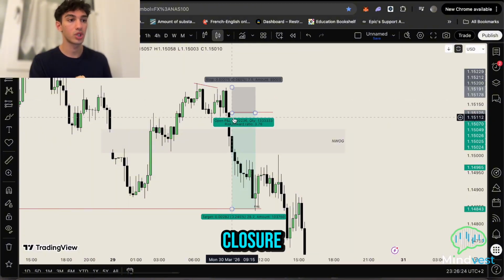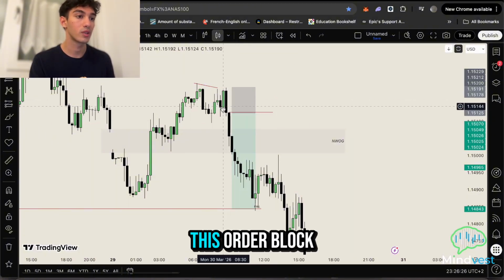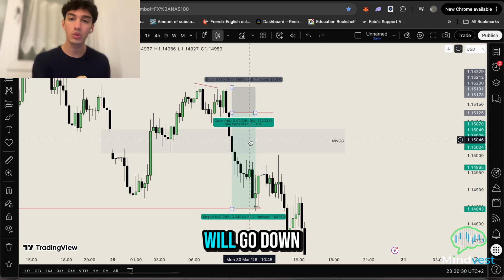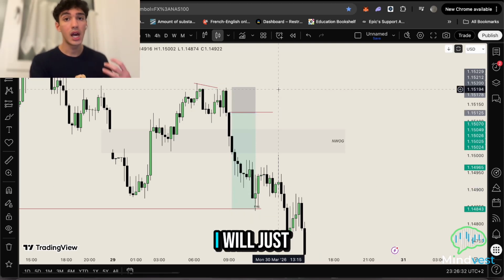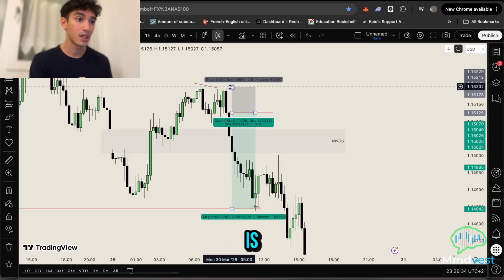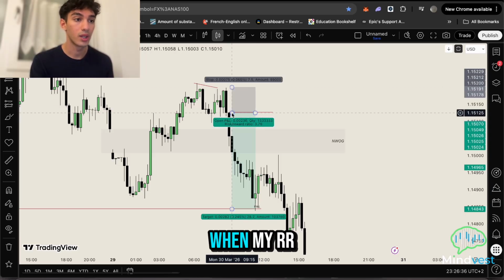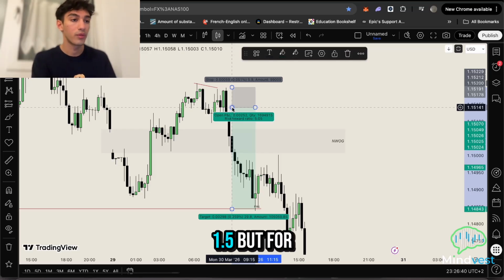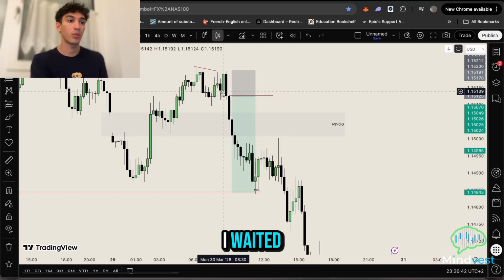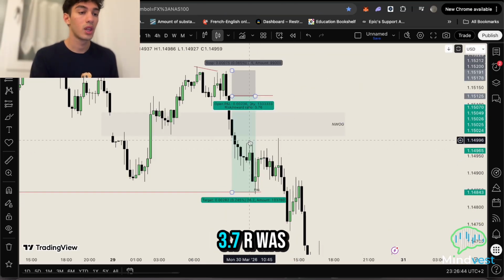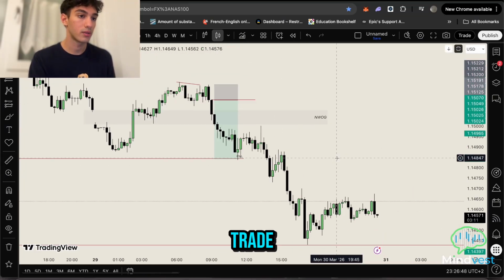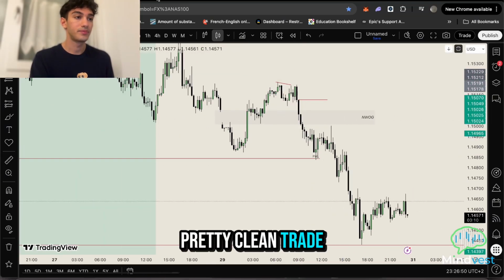Shorted after that closure. And why I'm not waiting for a retest of this order block is because my RR will still be good if I just enter. If I know the price will go down, and I know the RR is going to be good, I will just enter where price is rather than waiting for a retest when my RR would just increase by 1.5. But for me, it's not worth it. If I waited, I would have missed the whole move, right? 3.7 RR was more than enough, and that's where I closed the trade. Pretty clean trade.